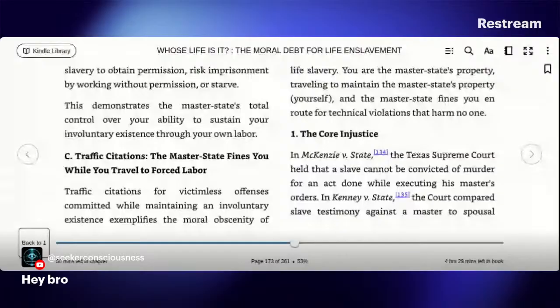In McKenzie versus State, the Texas Supreme Court held that a slave cannot be convicted of murder for an act done while executing his master's orders.